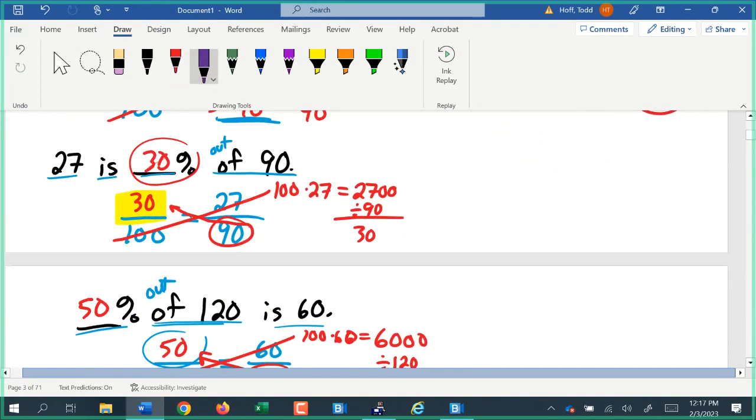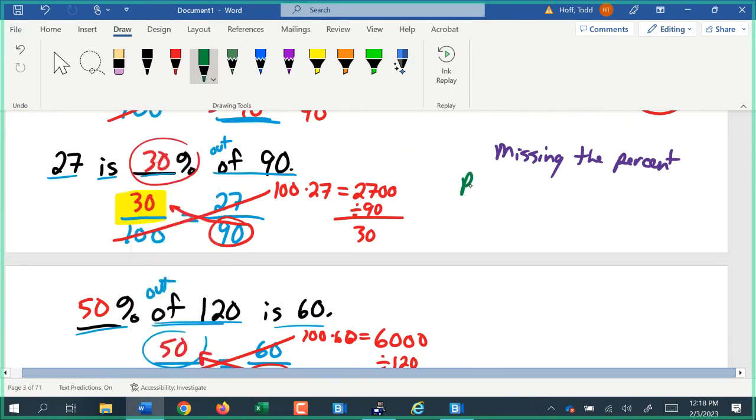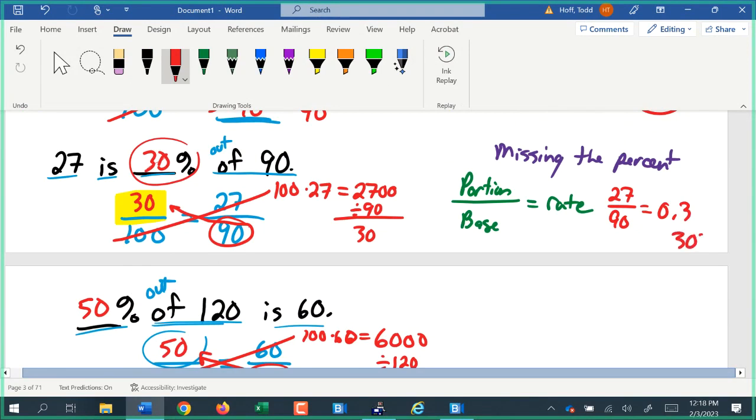And then a third type here, where we are missing the percent. And in that case, what we do is we take the portion of interest divided by the base amount to get a rate, and then we have to convert it. So here we have 27 over 90 gives us 0.3, and we convert that to 30%.